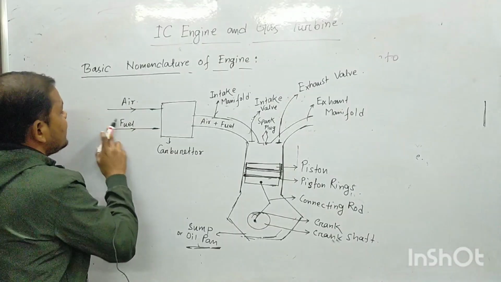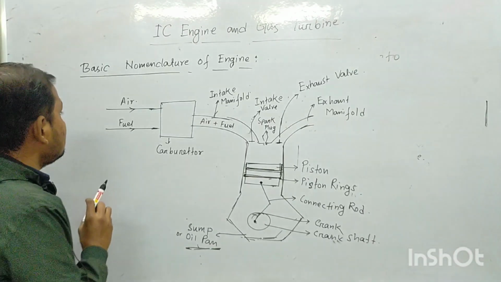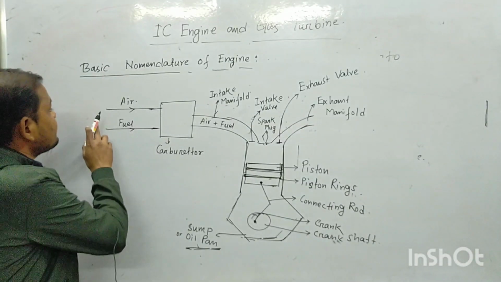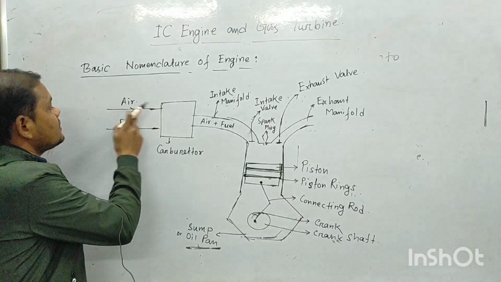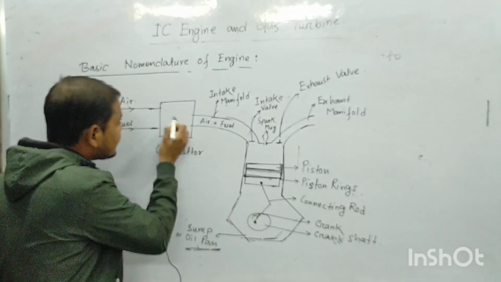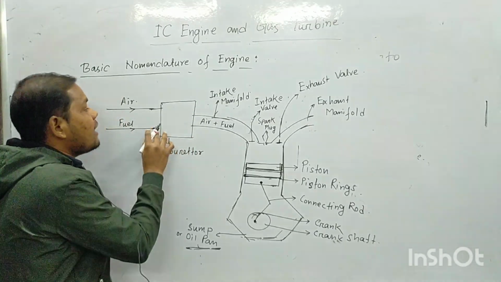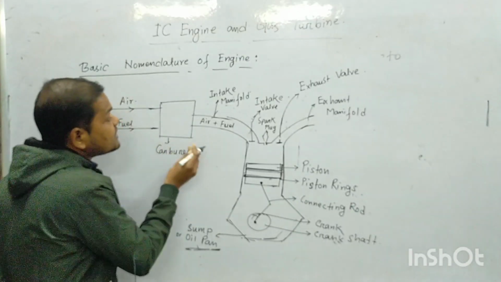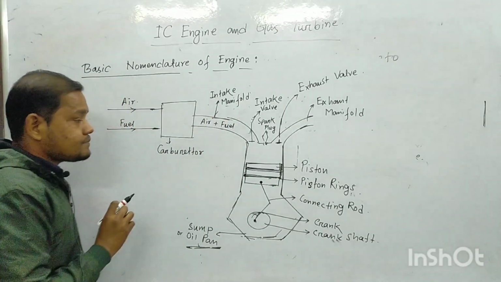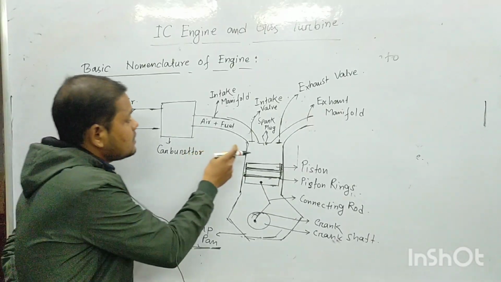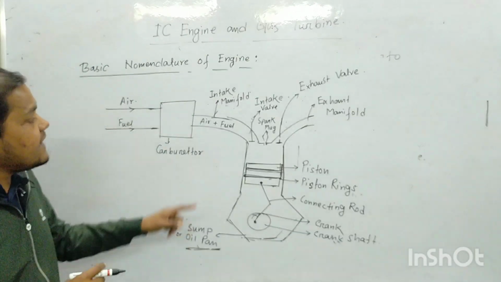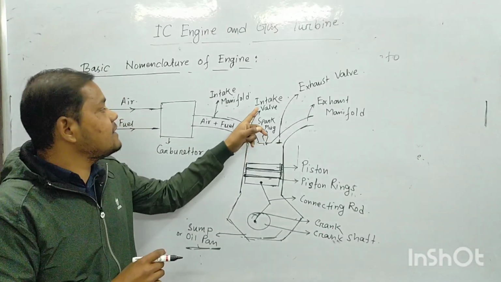Air and fuel is entering the carburetor, through a different line for the air and a different line for the fuel, and it is generally mixing in the carburetor. After this mixing process, the homogeneous mixture of air and fuel is going to the engine cylinder through the intake manifold, and this intake manifold is controlled by a valve that is called the intake valve.